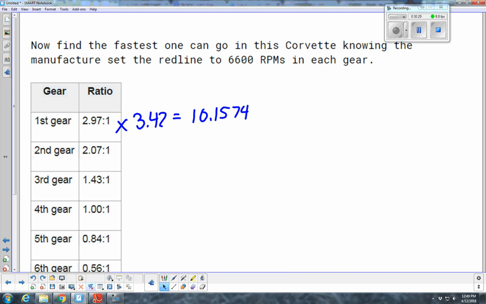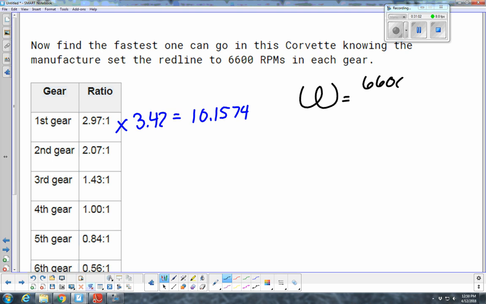Remember, the velocity is equal to the angular... hold on, I'm ahead of myself. Slow down. Sorry, my bad. The angular velocity, we need to talk about that. It's going to be the revolutions per minute, which is 6,600, divided by the combined gear ratio, which is 10.1574. It's going to give us a number. I don't remember what it is, but my calculator does.